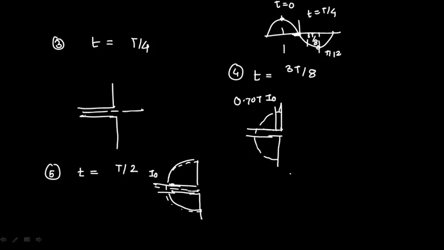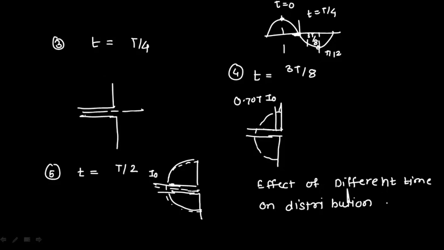So we have kept the length the same. This is the effect of different time on the distribution of current. This is all about how the current will be distributed on the dipole antenna, or the simple dipole wire. So this is the radiation mechanism we have seen for different lengths and for different timings.